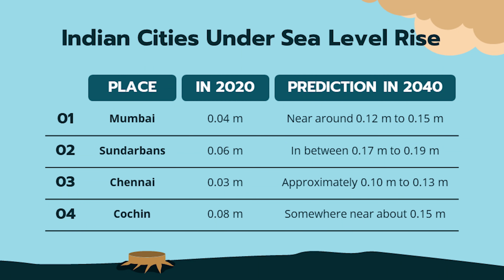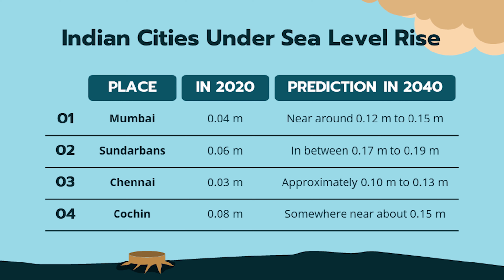The effect of sea level rise, however, is very significant, especially in India. If we see a specific study, we can actually notice that by 2040, Mumbai's sea level will rise by 0.12 meter compared to 0.4 meter in 2020. At Hiran Point in the Sundarbans, the sea level will rise to 0.17 meter compared to 0.06 meter in 2020. In Chennai, the rise will be 0.10 meter by 2040 in comparison to the 0.03 meter in 2020, and in Cochin 0.15 in comparison to the 0.06 in 2020.